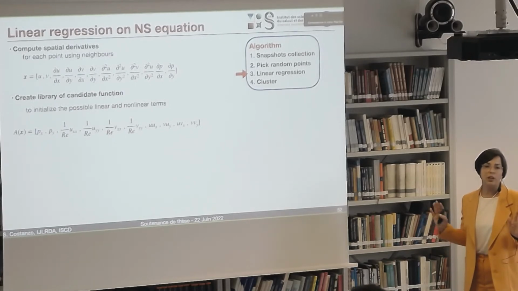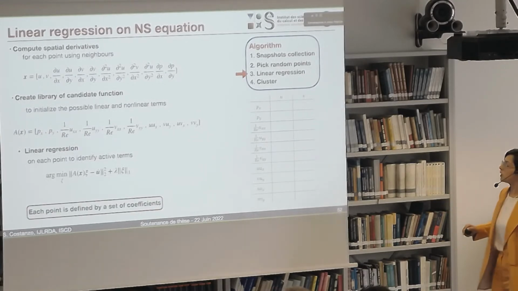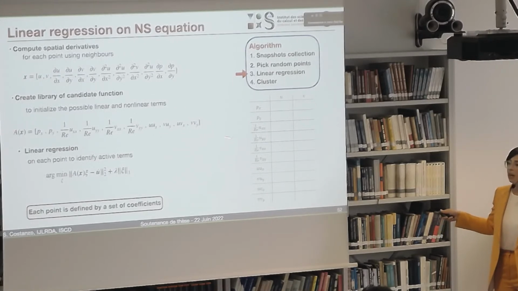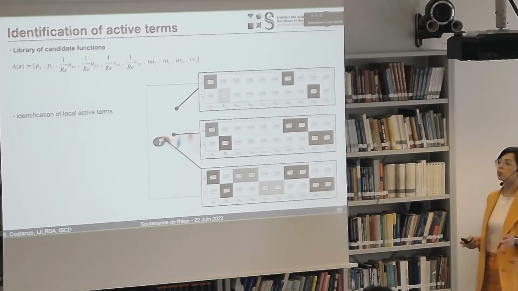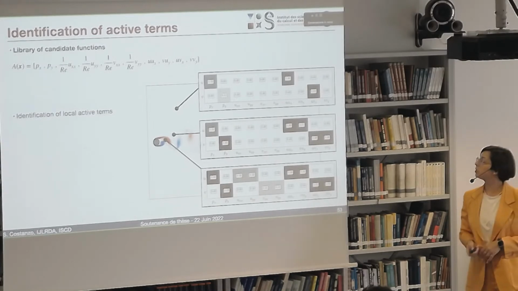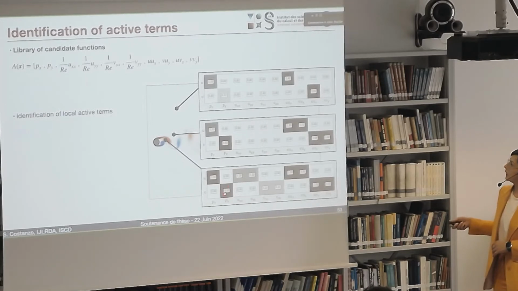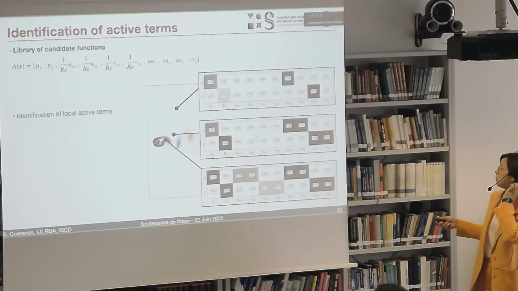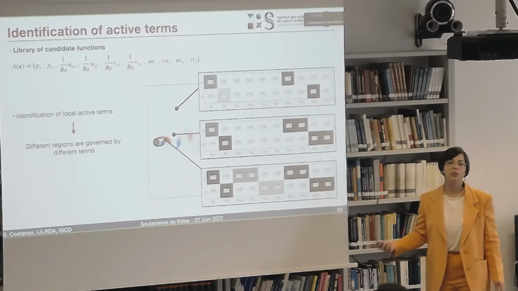In this case, I assume that I know the equation. And then I use linear regression to identify the active terms at each point. By the end of this process, at each point, I will have a set of coefficients showing me which of these dynamics are active. For example, here I show 3 points that I think live in 3 different regions, and the results of my linear regression confirm my idea. We can see that, first of all, the magnitude is reducing moving further away from the cylinder, and some terms are disappearing. So now I know that different regions are governed by different terms, so different dynamics.